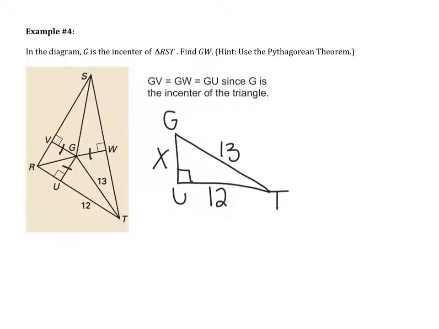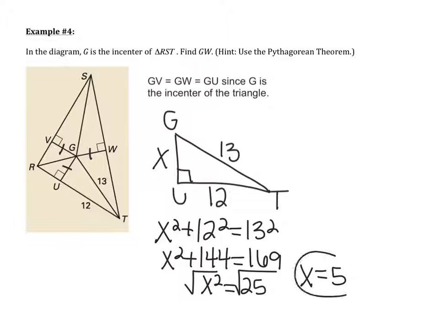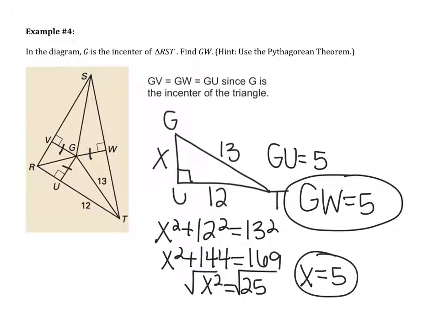The Pythagorean theorem states that the legs squared is equal to the hypotenuse squared. So I would take x squared plus 12 squared equals 13 squared. To simplify, I have x squared plus 144 equals 169. If I subtract 144 from both sides, I get x squared is 25. To undo a square, I take the square root, and the square root of 25 is 5. So GU equals 5, and since GU is equal to GW, that means GW is equal to 5. That would be my final answer.